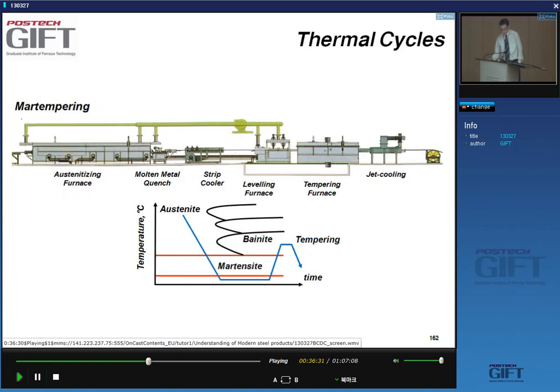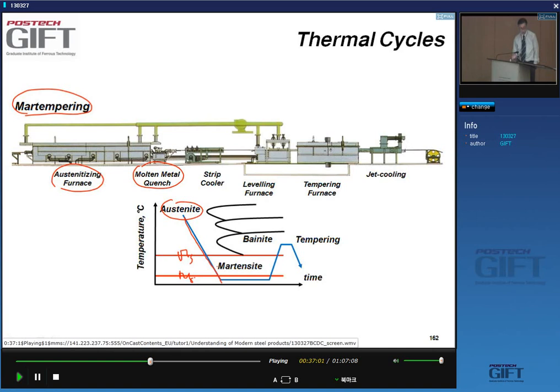Here you see the way the transformation is done, the thermal cycle. You can have martempering. In this case, you make martensite, as the word says, and you temper the martensite. So now the system is laid out a bit differently. You have an austenitizing furnace where you make the austenite. Molten metal quench, so you quench your steel.